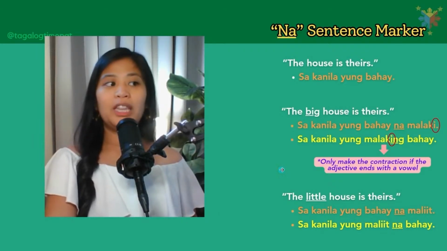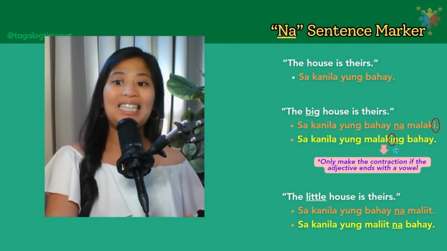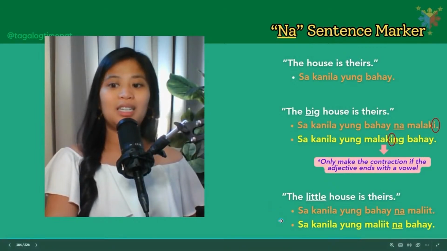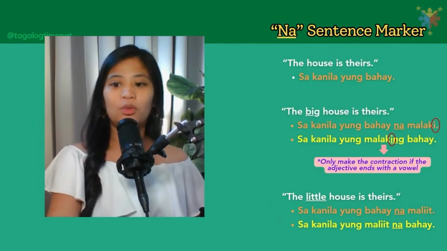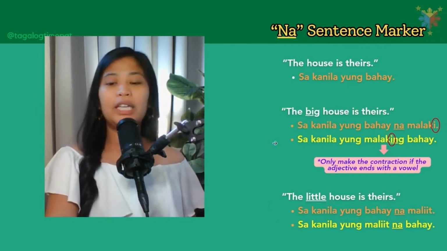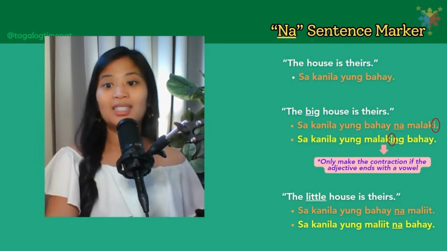You would still use this sentence marker na. So that's just one important thing. If the adjective does end with a vowel, you can make a contraction. And just know that the sentence marker na is there. Malaking bahay technically is malaki na bahay. But we just made the contraction to make it easier to pronounce and make the sentence flow a little bit better. But if the adjective ends with a consonant, you don't make the contraction because it doesn't really work like that. And these two ways to say these phrases are used equally as much. There isn't a formal way, there isn't a casual way. It's just kind of personal preference or depending on what someone wants to say.